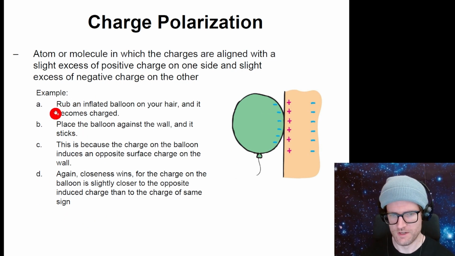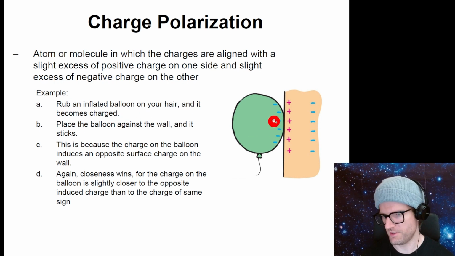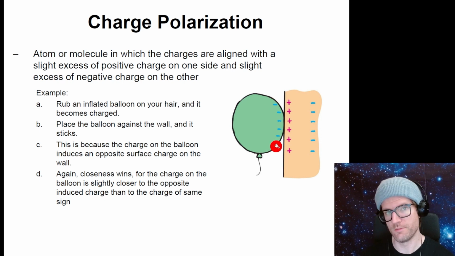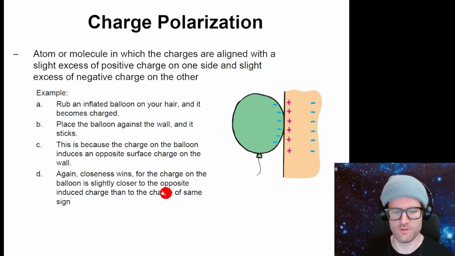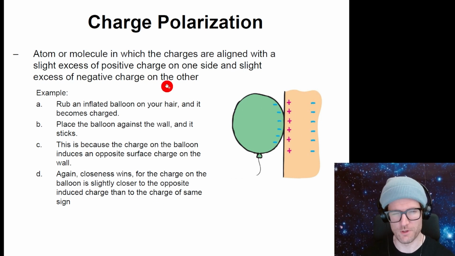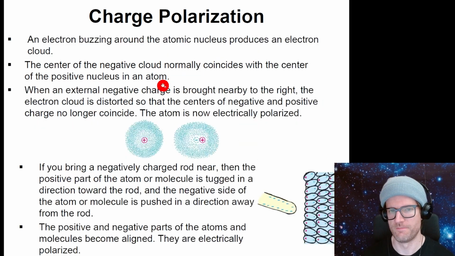Let's walk through it. Rub an inflated balloon on your hair and it becomes charged. So we charge the balloon. Place the balloon against the wall and it sticks. This is because the charge on the balloon induces an opposite surface charge on the wall. The negative charge on the balloon pushed the electrons away, leaving a remaining positive charge, so it sticks. Again, closest wins for the charge on the balloon. It's slightly closer to the opposite induced charge than to the charge of the same sign, so we get sticking. The balloon caused charge polarization in the wall. We'll talk about charge polarization a little bit more in a few more examples.